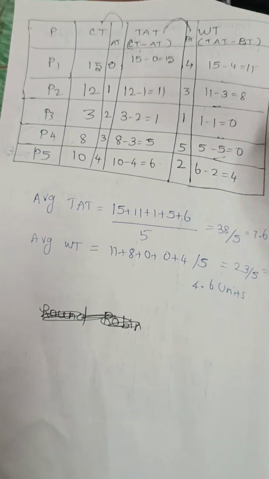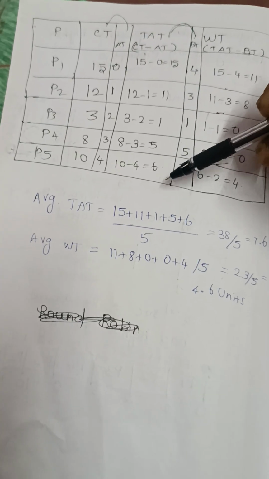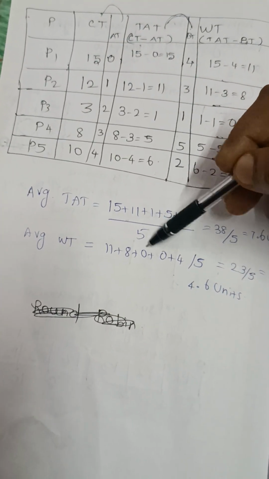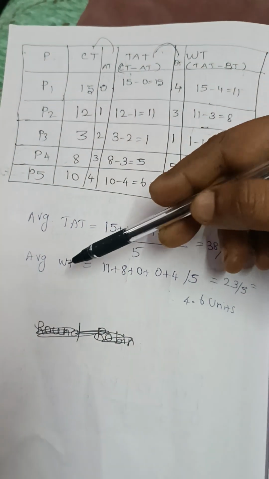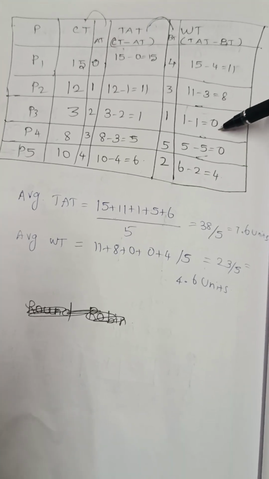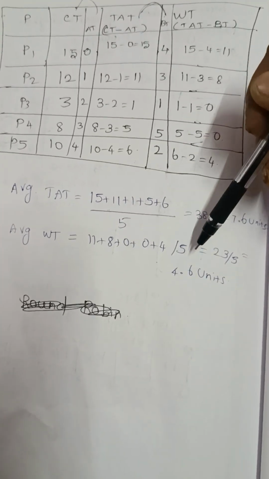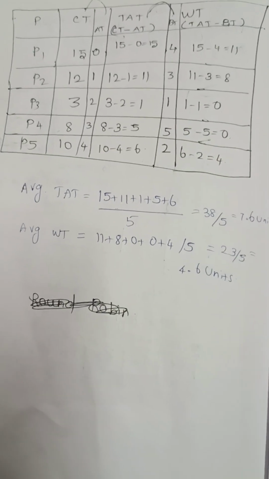Average turnaround time means 15, 11, 1, 5 plus 6 divided by the number of processes, 5. So 38 by 5, we got 7.6 units. And then average waiting time means 11, 8, 0, 0, 4 divided by 5. 23 divided by 5 equals 4.6 units. That's all.